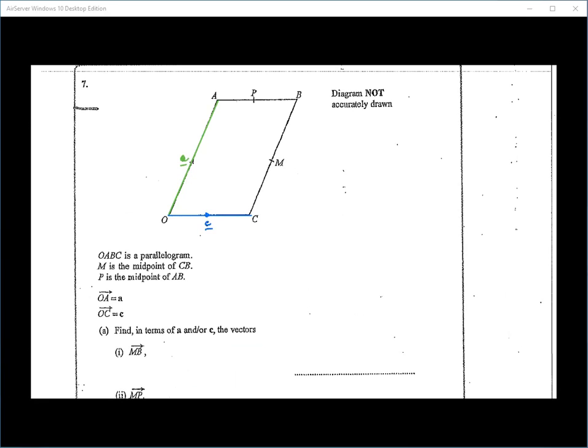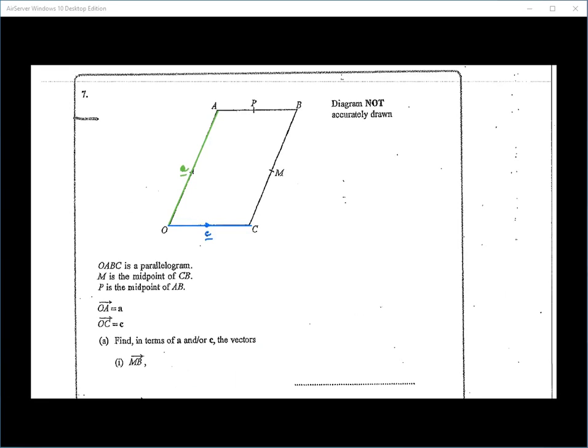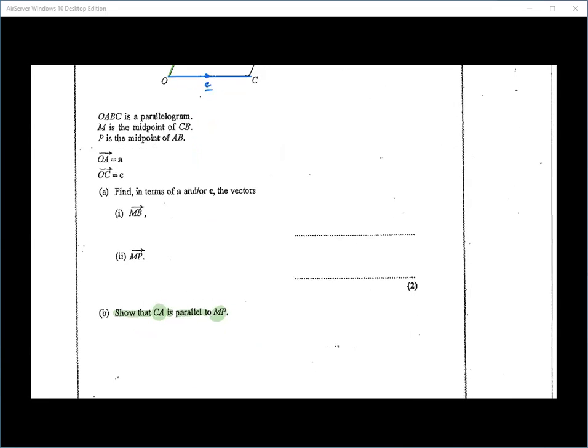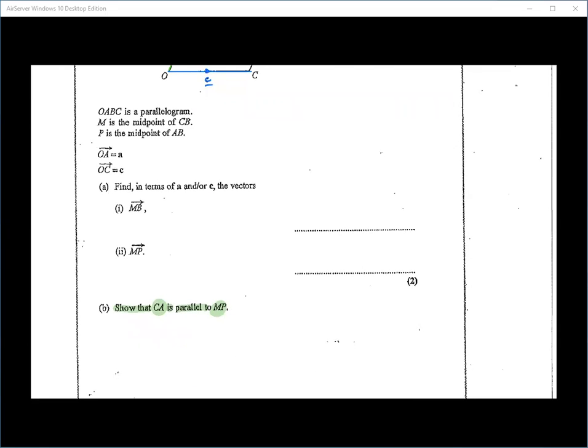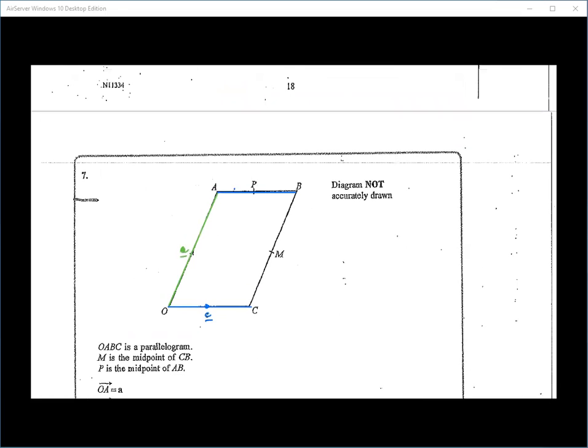Okay, so we got Layla. Now, because it's a parallelogram, A to B is C. And P, did you say P is the midpoint? Yeah, they're all midpoints. So this will be C over 2. And the other side will be C over 2 as well. I don't want to put 2 double lines in there for the moment to confuse you.